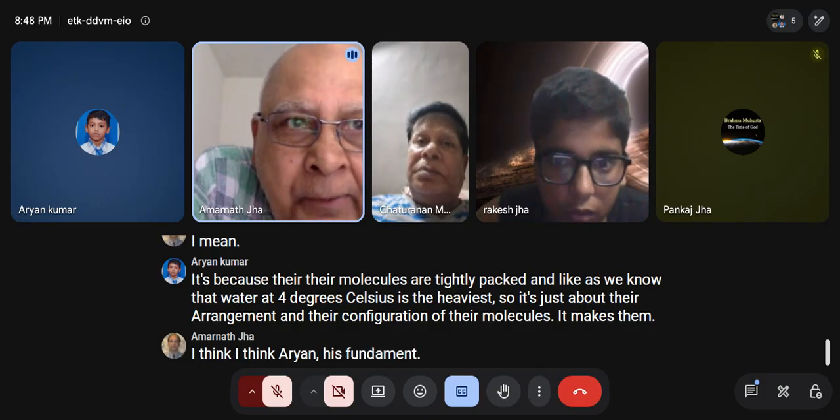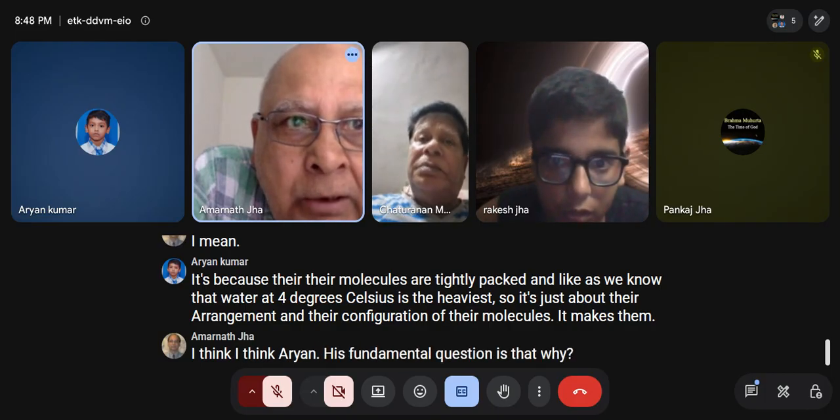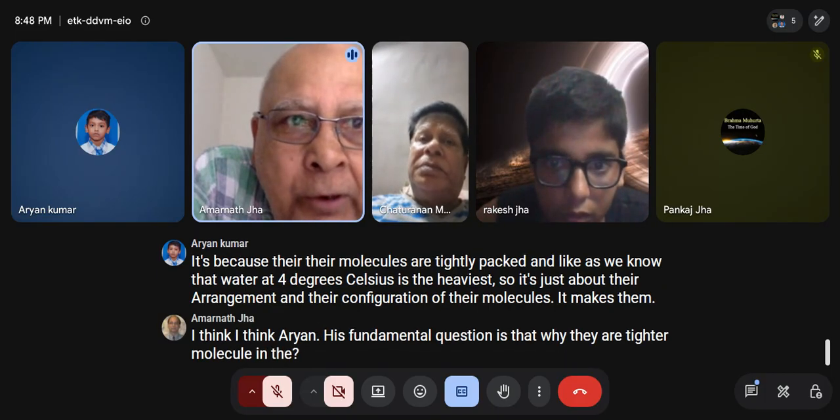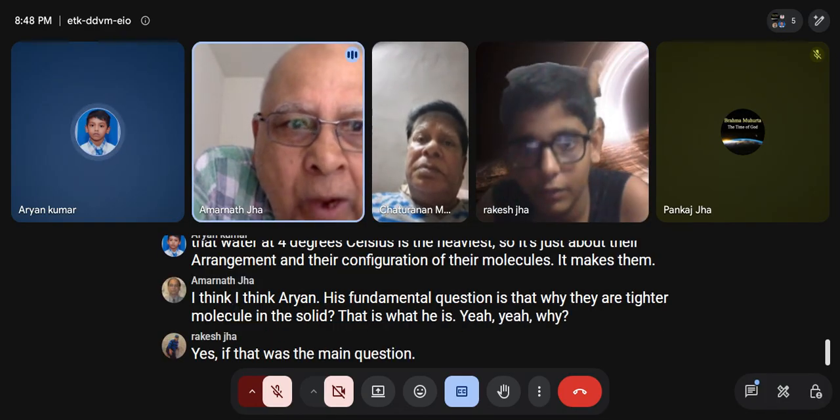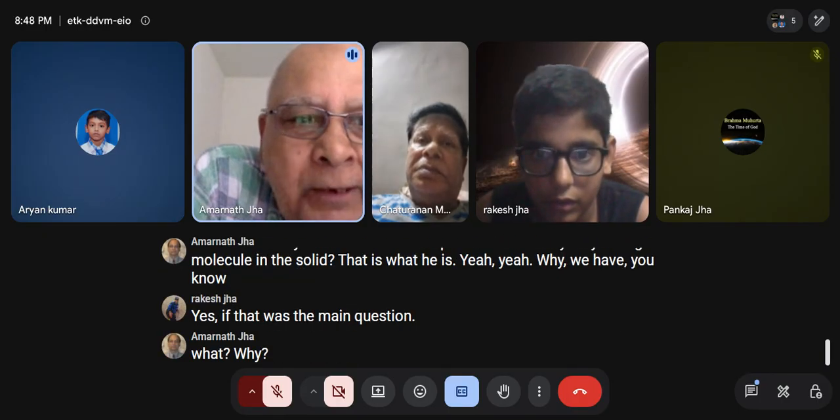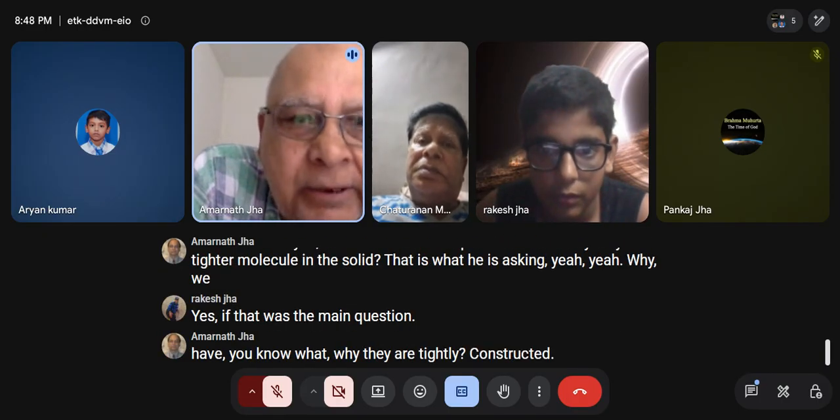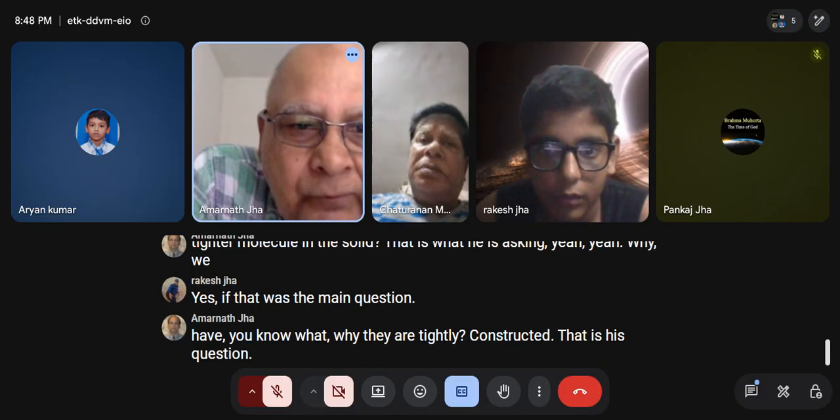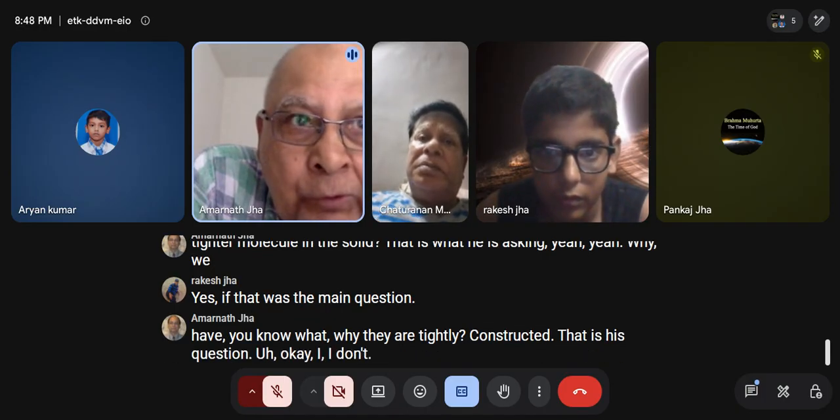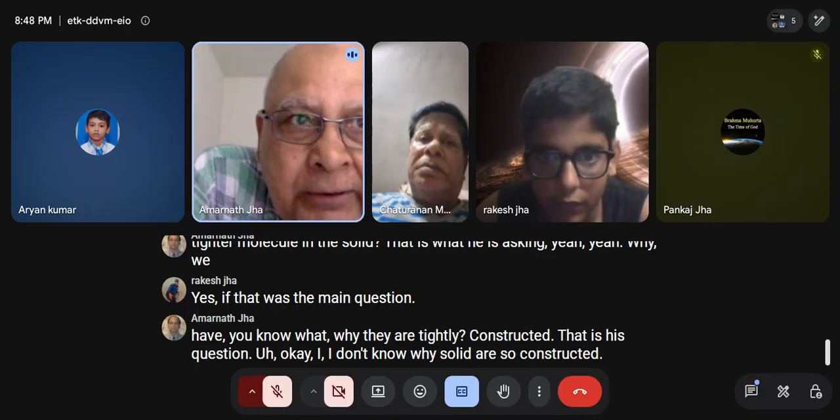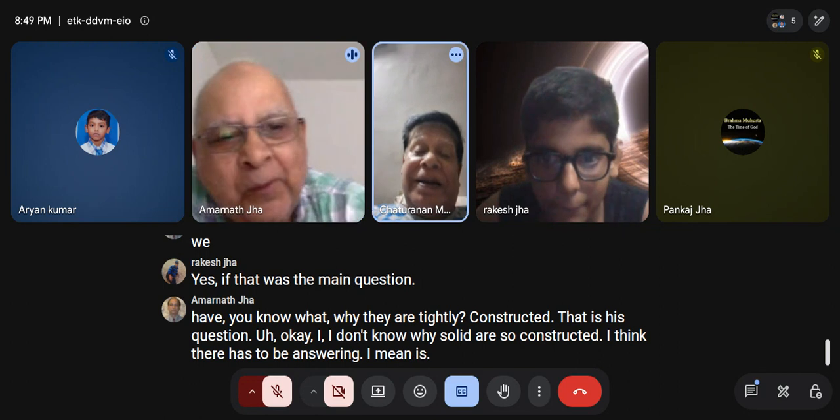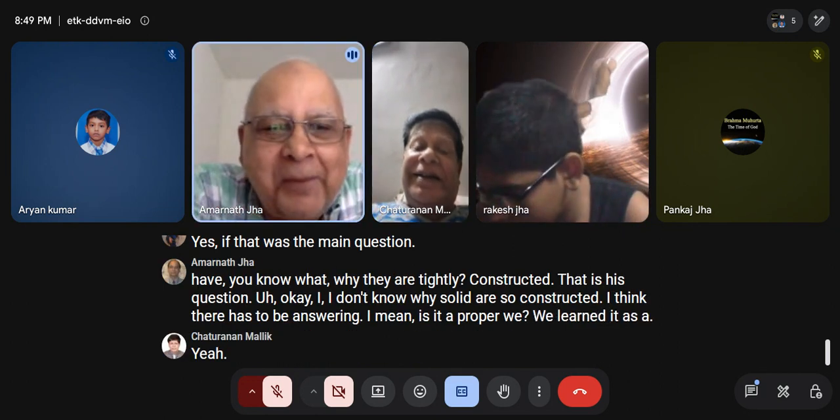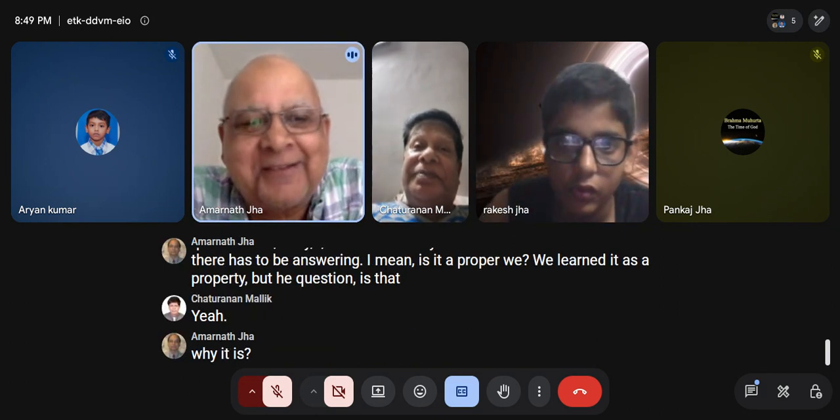I think Aryan's fundamental question is why the molecules are tighter in the solid. Yes, sir, that is the main question: why are they tightly constructed? I don't know why solids are so constructed. I think there has to be an answer. We learned it as a property, but the question is why it is constructed like that.